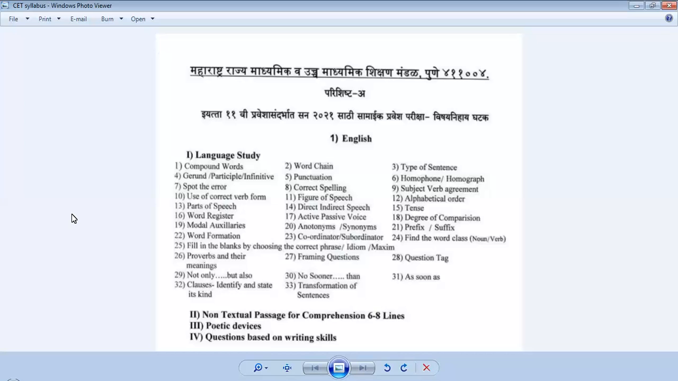Okay, let me share my screen. First, let us look at your English syllabus. So this is the syllabus given. Yes, can you see the screen? Let me read the topics. Compound words, word chain, types of sentences, gerund, participle, infinitive, then punctuation, homophone, homograph, spot the error, correct spellings, subject verb agreement, use of correct verb form, figures of speech, then alphabetical order, parts of speech, direct indirect speech, tenses, word register, active passive voice.